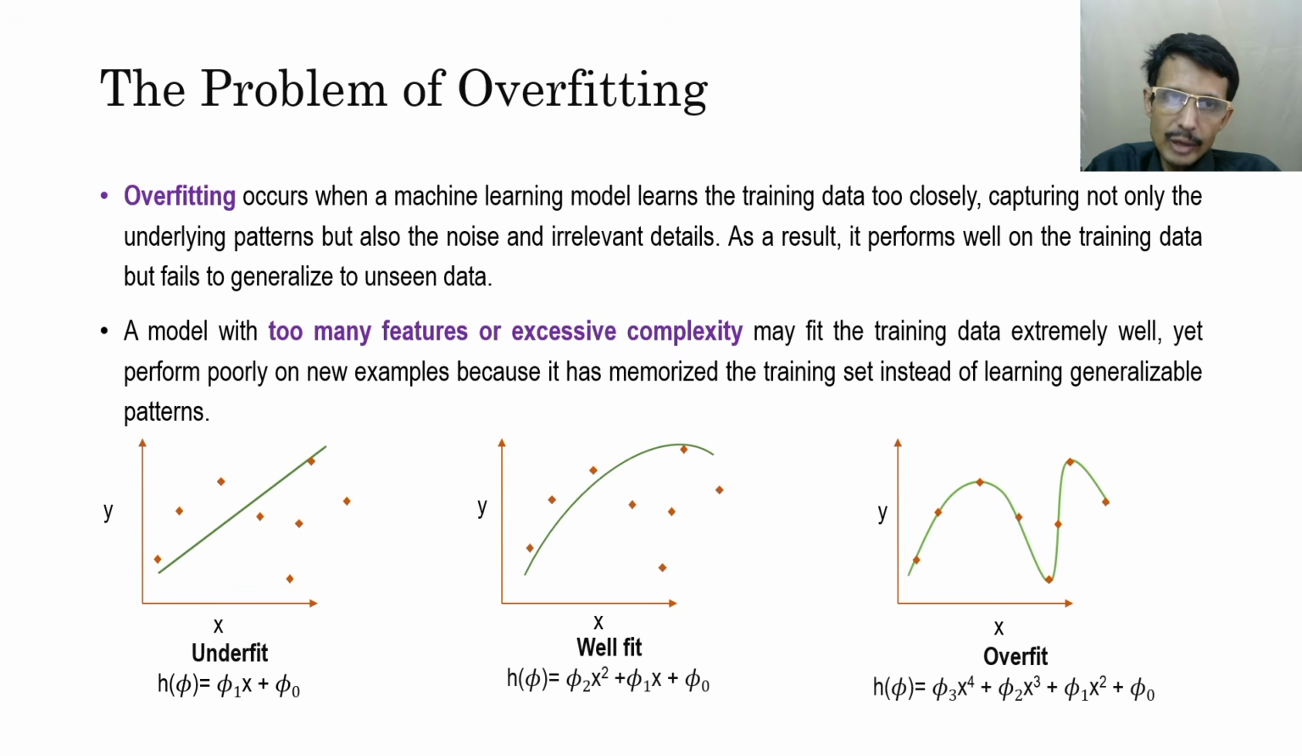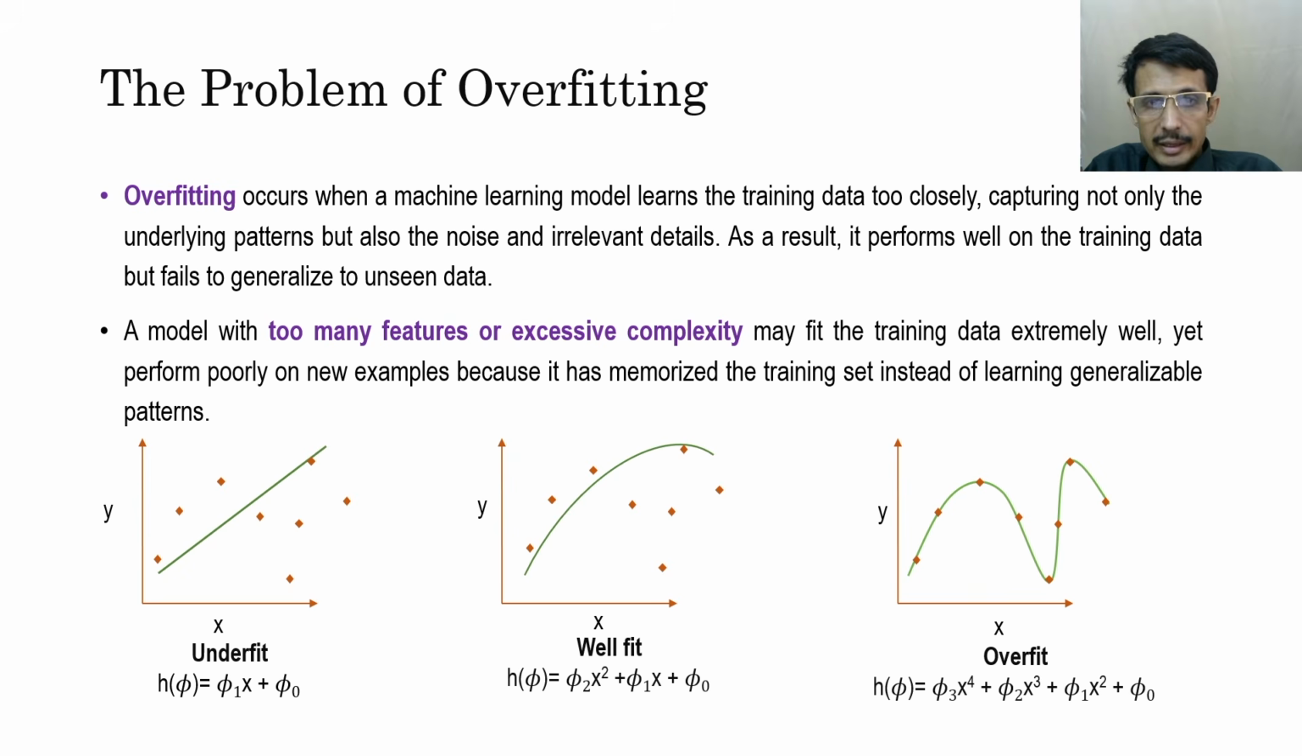Now we try to understand the problem of overfitting from a slightly different angle. What we have said earlier is that overfitting occurs when a machine learning model learns the training data too closely, capturing not only the underlying patterns but also the noise and irrelevant details. As a result, it performs well on training data but fails to generalize to unseen data.